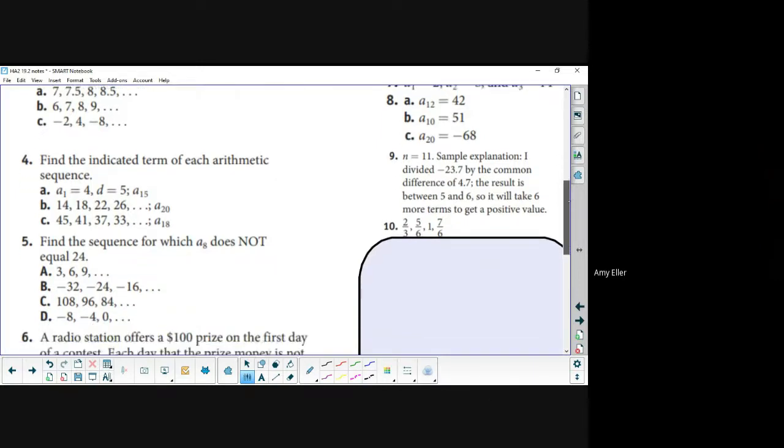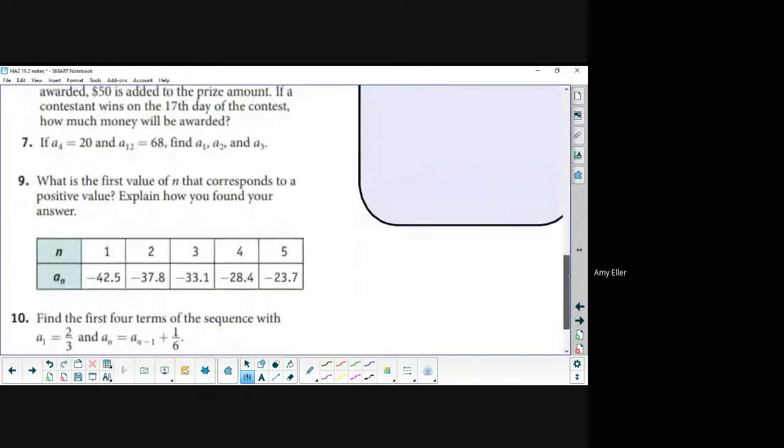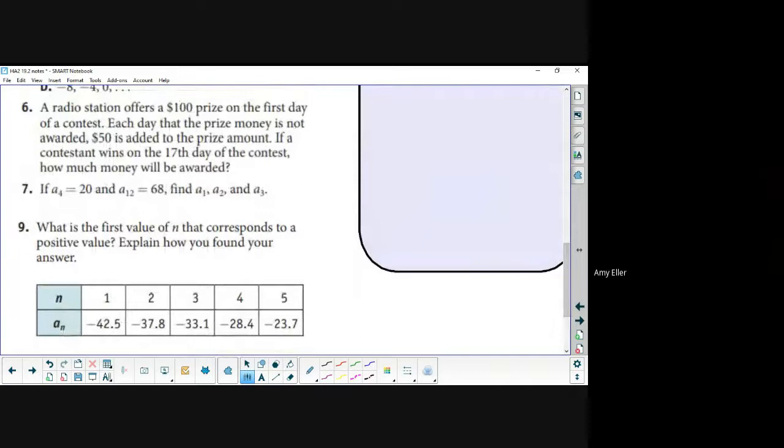Which ones do we want to go over? 7. Any others? 10. Okay. So number 7. Remember, it's linear, but the process I'm going to take you through is going to help us when we get to geometric sequences. What I like to do is write it like this, sort of like a table. My 4th term is 20, and my 12th term is 68.